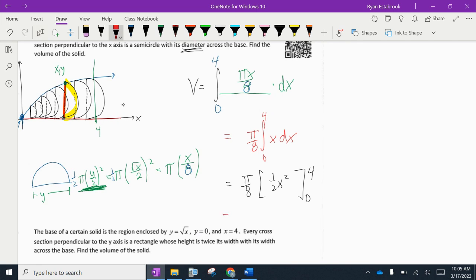And now let's plug it in. So pi over 8 times 4 squared times 1/2 is 8, minus 1/2 0 squared. Subtract, multiply. What is the volume of the shape? Pi. Pi units cubed, but we weren't given any labels, so we don't have to put the units cubed in there.